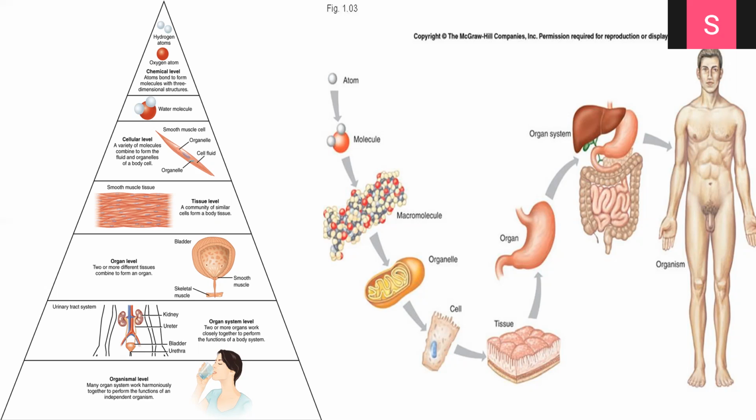Each organ performs one or more specific physiological functions. An organ system is a group of organs that work together to perform major functions or meet physiological needs of the body, and the organism level is the highest level of organization.